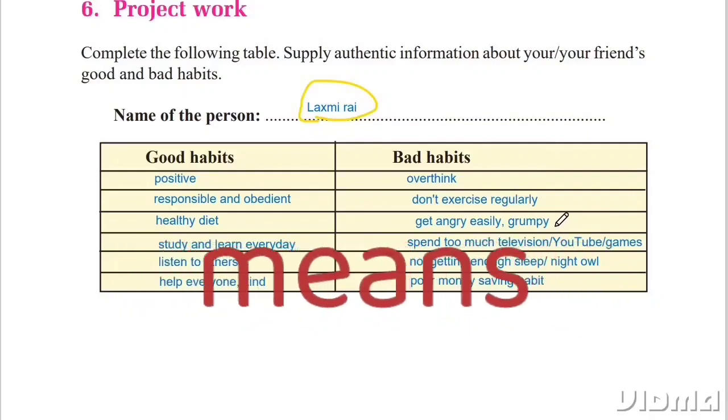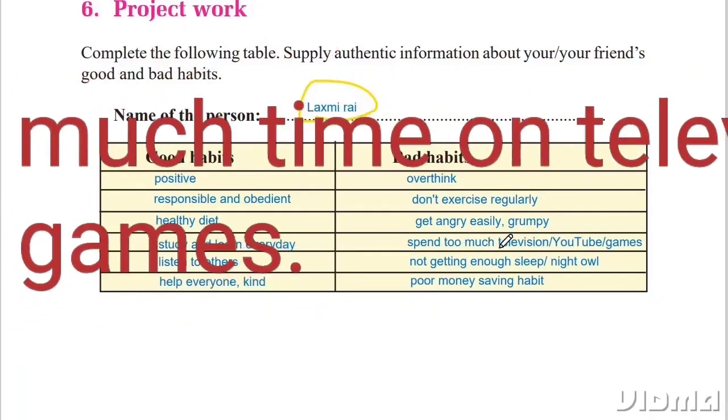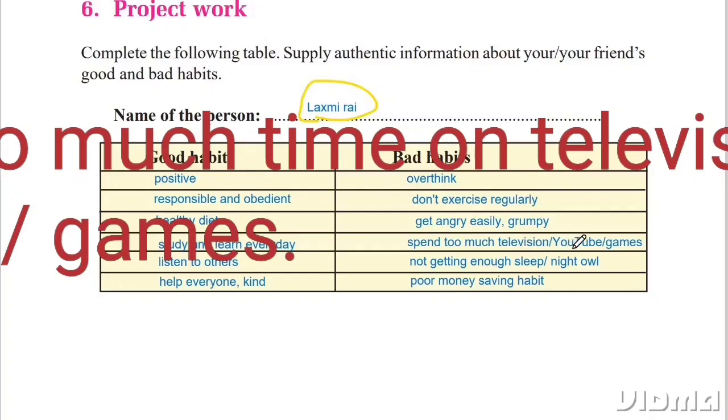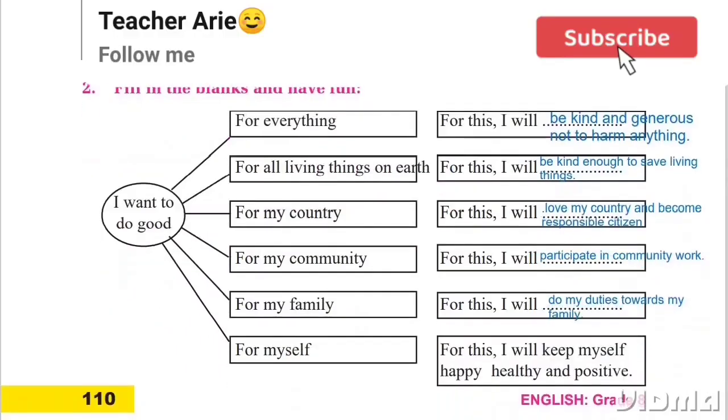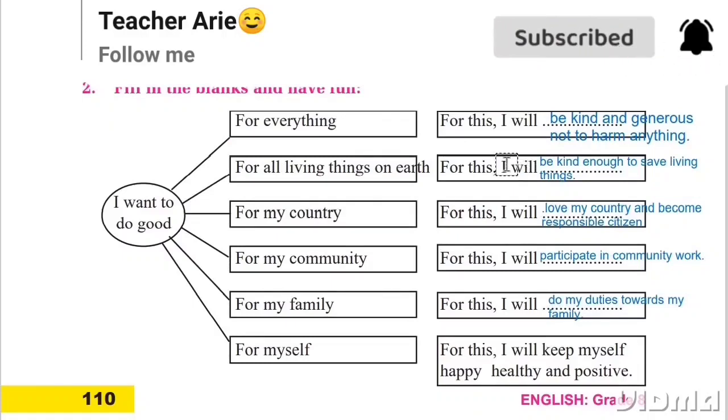Grumpy means who is not happy. I spend too much time on television or YouTube or games. Let me do the correction here. Next, I'm not getting enough sleep. I'm a night owl. I'm poor at saving money. Poor money saving habits. Fill in the blanks and have fun, which I have already done.